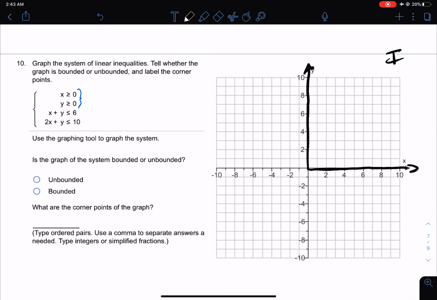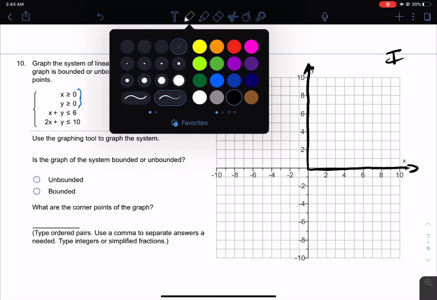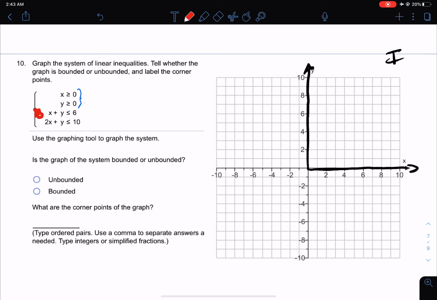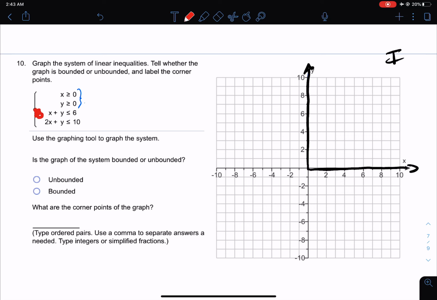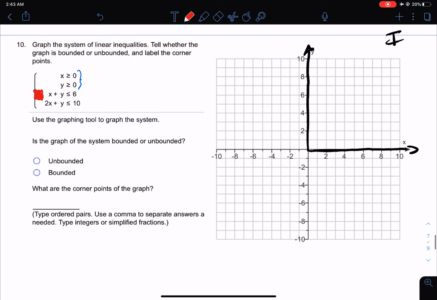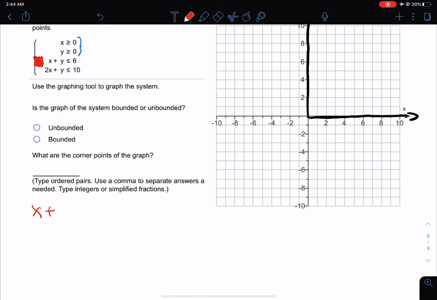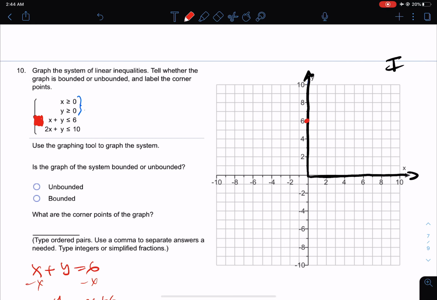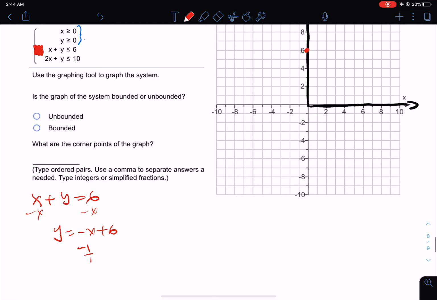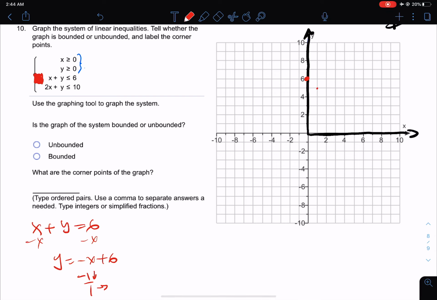Let's go ahead now. So we know everything now has to be only in the first quadrant. Let's continue just like we've done before. I'm going to make this red. And let's go for it. So our first inequality is x plus y equals 6. Subtract x on both sides and we get y equals negative x plus 6. So our y-intercept is here at 6, and the slope is down 1, right 1. So we go down 1, right 1, and it does this.